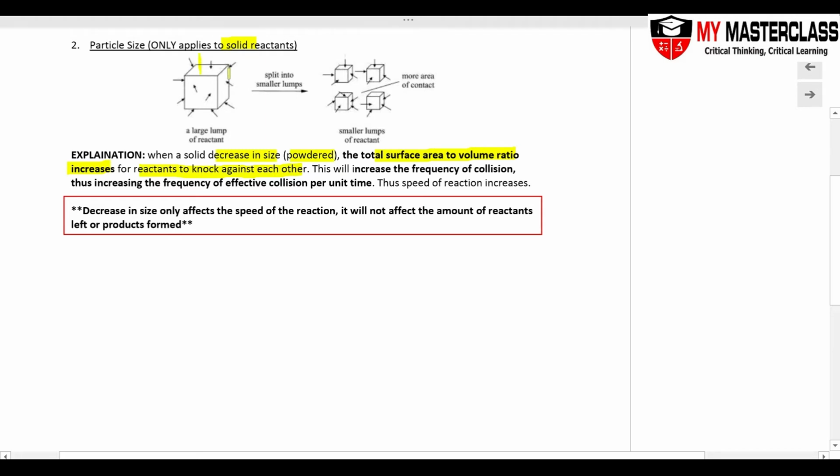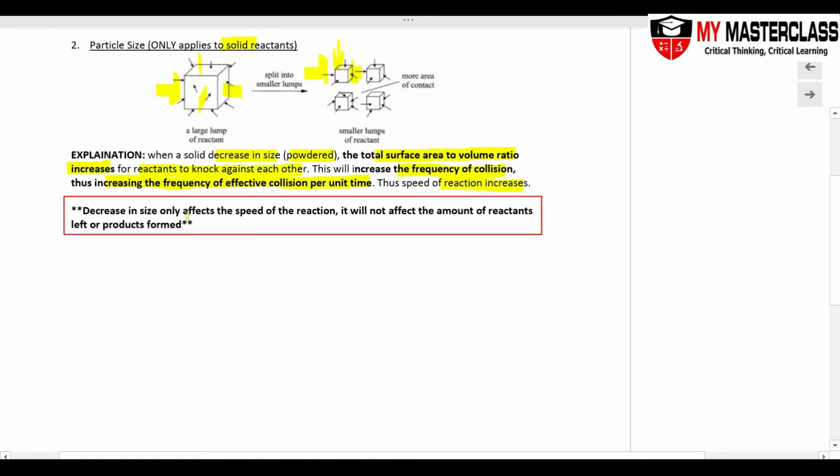Here I can only knock on the big sides, correct? But if I make it smaller, I can knock on 6 sides, 12, 18, 24. This one I can only knock 6 sides. So the explanation: total surface area to volume ratio increases. This will increase the frequency of collision because there are more sides to knock on, thus increasing the frequency of effective collision per unit time, increasing the speed of reaction.